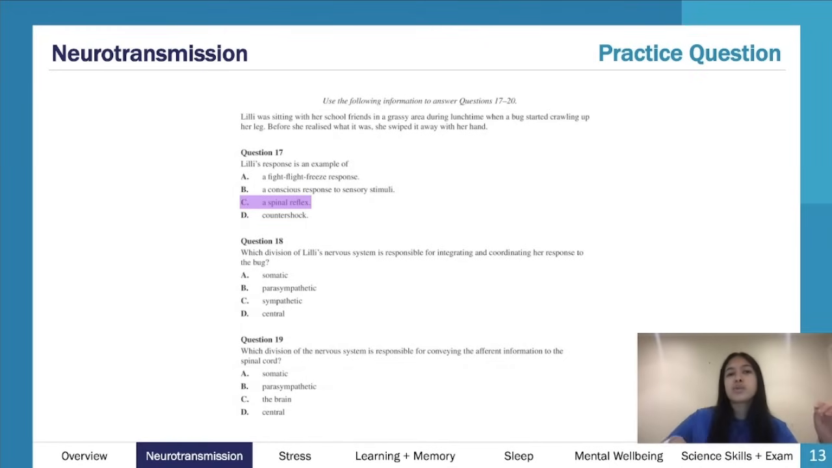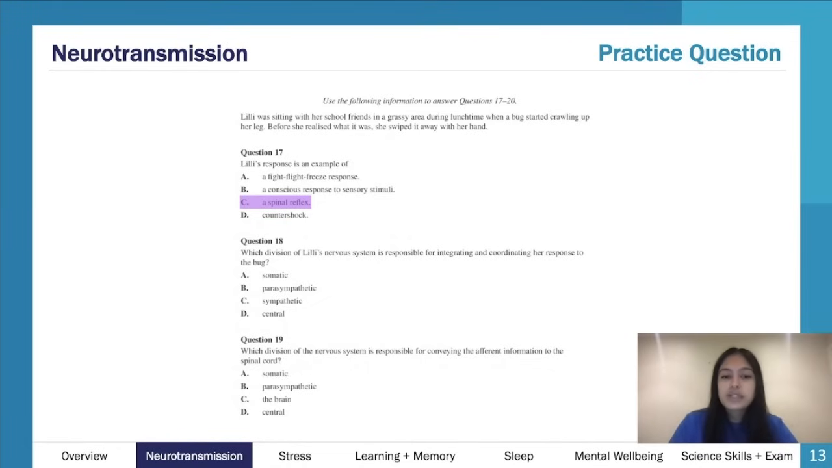As it goes through the spinal cord, simultaneously we're getting an impulse, a message, up to the brain, and then the brain will register, oh, okay, that's what I've just done. But initially the brain isn't involved, and that's why it's a reflex. It happens very quickly, and it basically saves time.